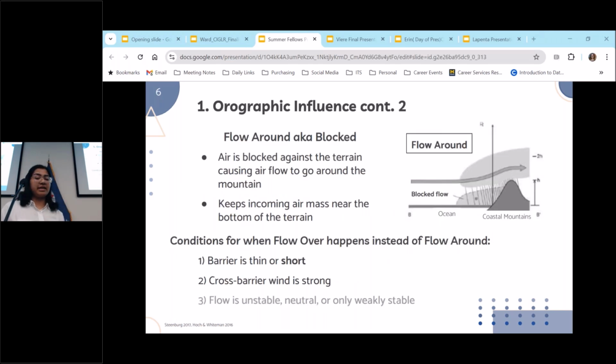The other scenario is a blocked scenario or a flow around scenario. And that is when the air parcel doesn't have enough energy to go over the mountain. And so it stays near the bottom of the terrain and has to go around the terrain instead.